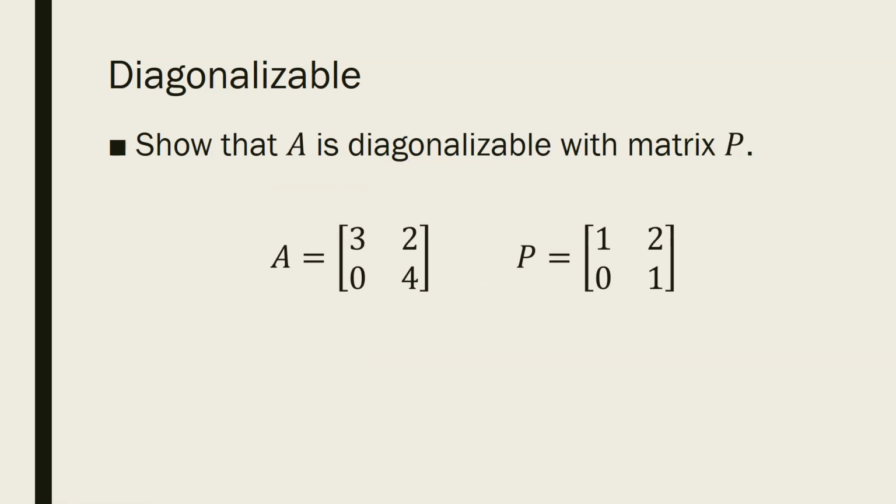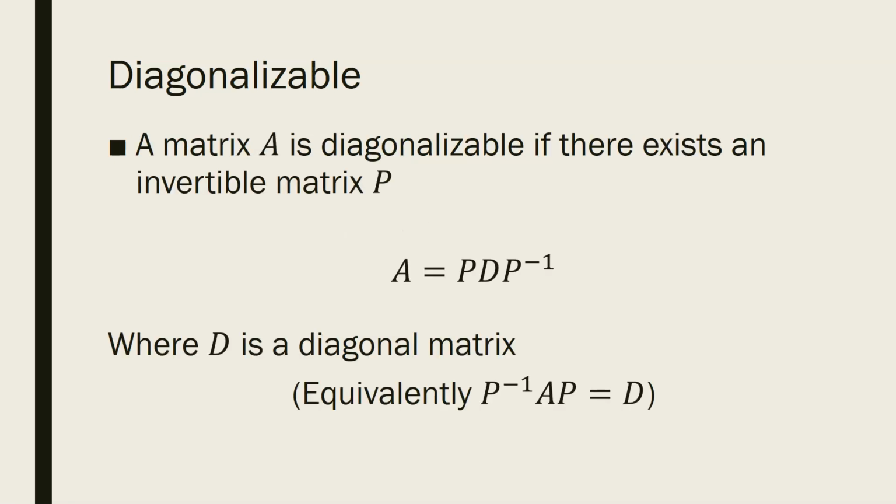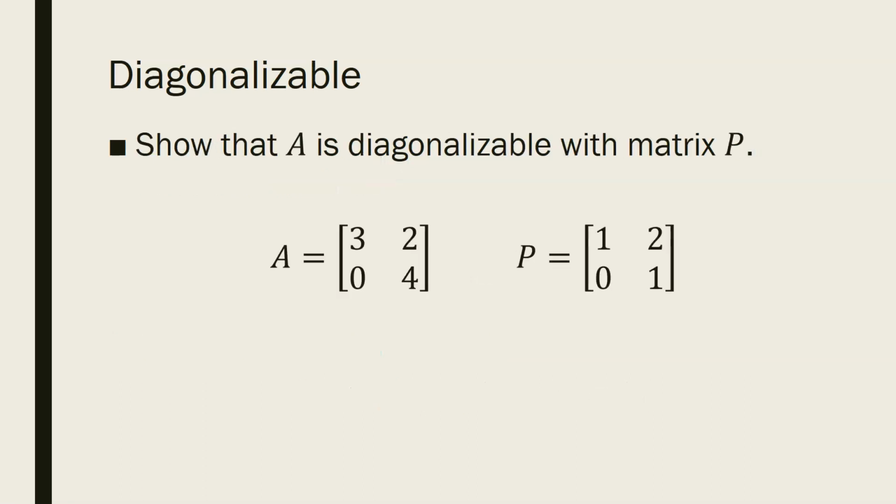So here's what we're going to do. We're going to show that A is diagonalizable with matrix P, and we're going to show that by taking what we had in the previous slide, multiplying this out, and seeing that you get a diagonal matrix. So I want you to take P inverse times A times P and see that it does in fact give you a diagonal matrix. All right, push pause on the video and go ahead and do that.